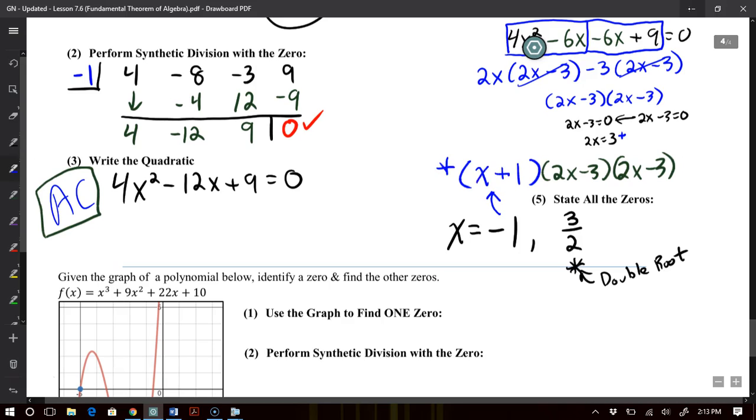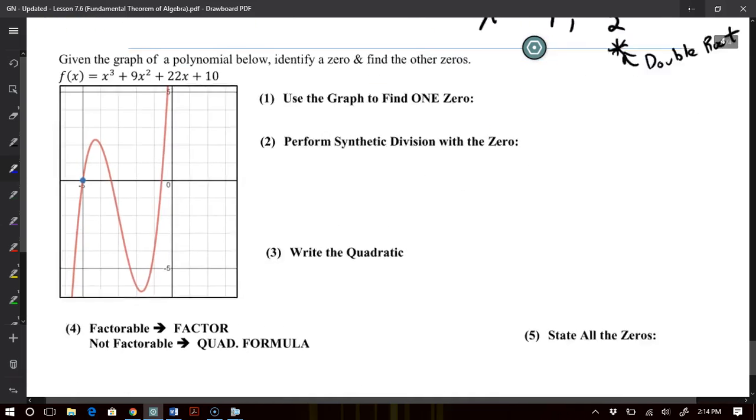And that, by the way, is going to be part of lesson 7.7. That's why we're writing out the factors and the solutions, is we're going to start to see the pattern to go backwards. And we're done. We have everything. So let's look at the last one.